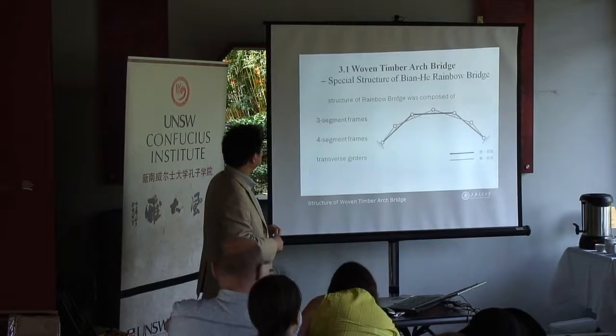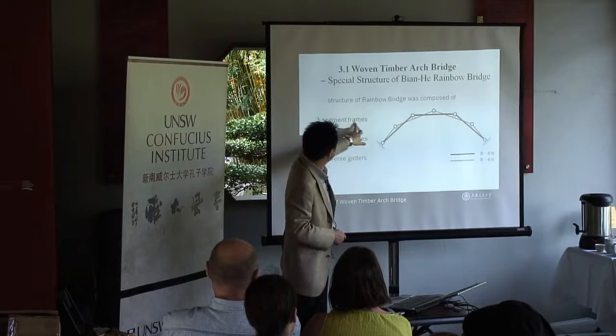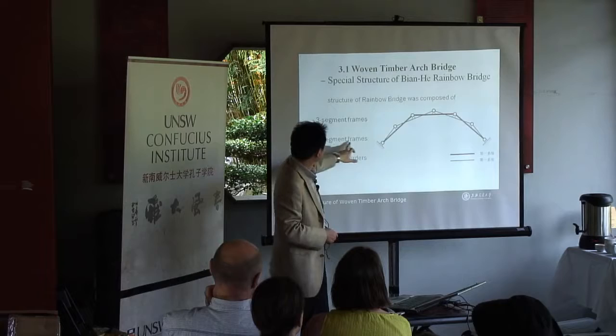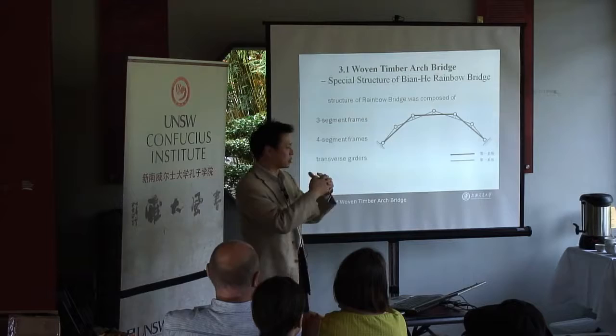There are two systems. The red one is the three segment frames. The black one is four segment frames. The two systems are woven and then form the arch construction.